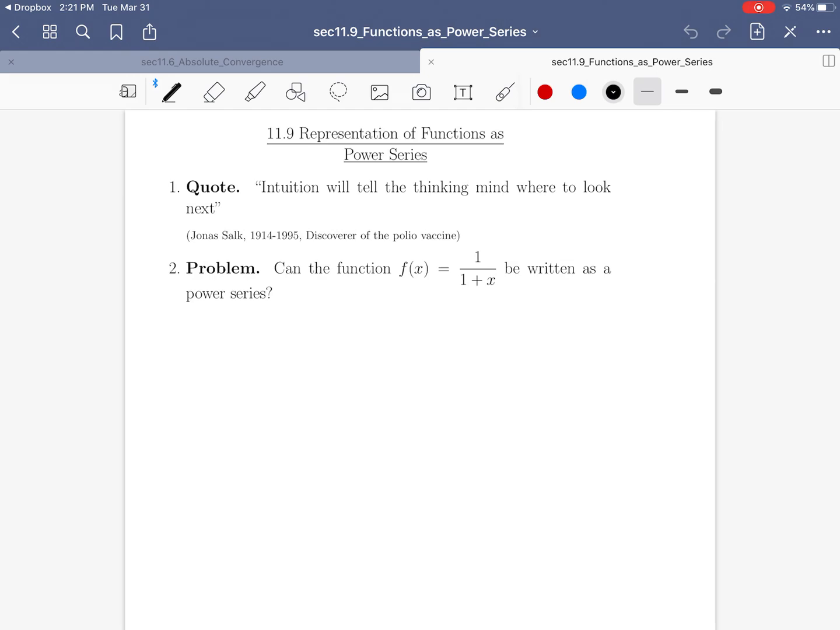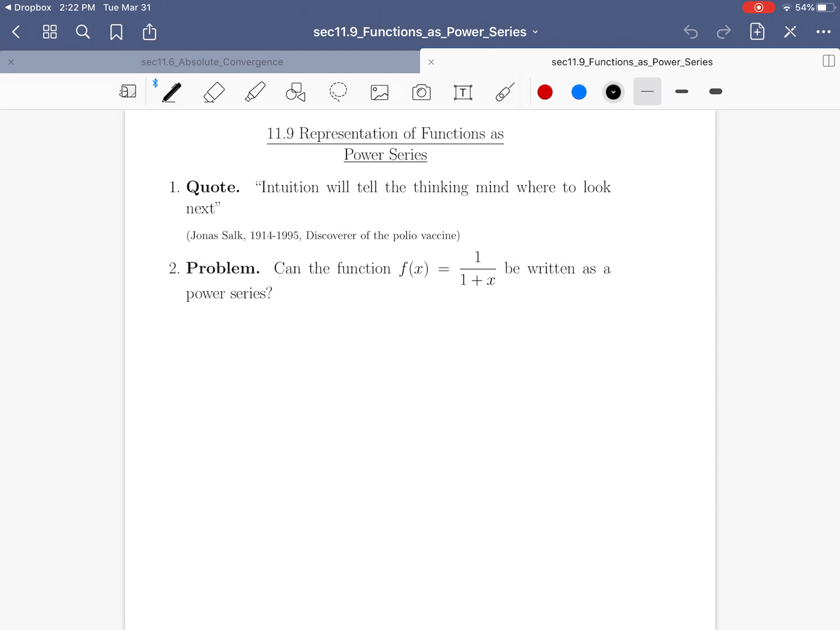So you have me again, Ben Adcock, and I'm going to be taking you through section 11.9, which is titled Representation of Functions as Power Series. You were introduced to the concept of power series in the previous section, 11.8, which focused on convergence of power series. In this section, we are going to show how we can represent functions as power series for certain regimes, so when the power series converge.